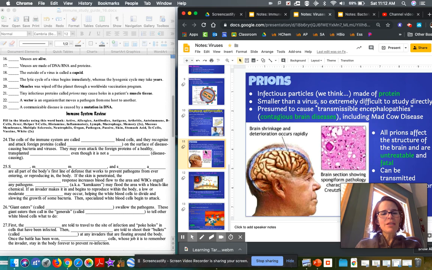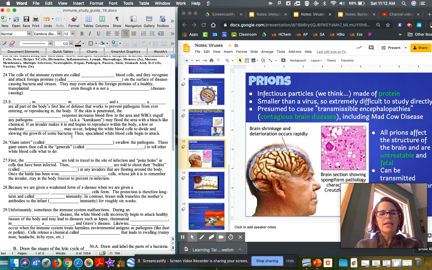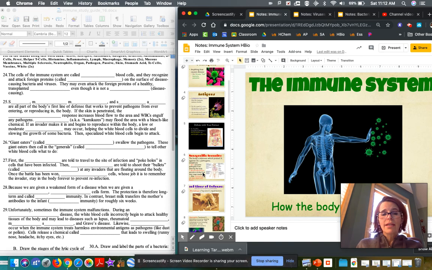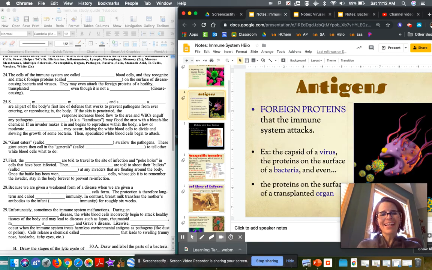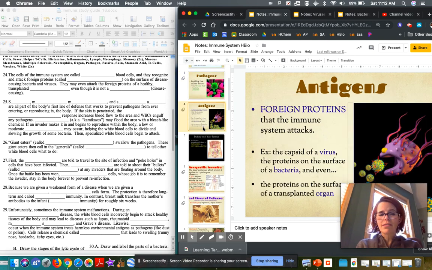All right, the immune system review, let's go over that. It says fill in the blanks using the word banks. The cells of the immune system are called white blood cells, and they recognize and attack foreign proteins. Here are the foreign proteins. They're called antigens that are on the surface of disease-causing bacteria and viruses. They may even attack the foreign proteins of a healthy transplanted organ, even though it is not a pathogen. Organs don't cause disease, but anything that is foreign to the body is called an antigen.